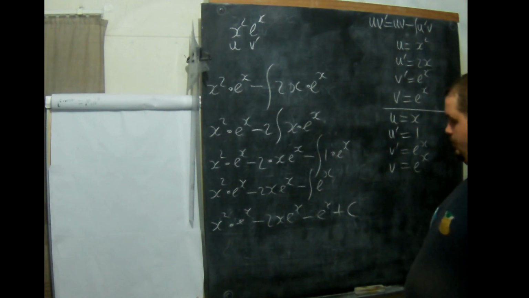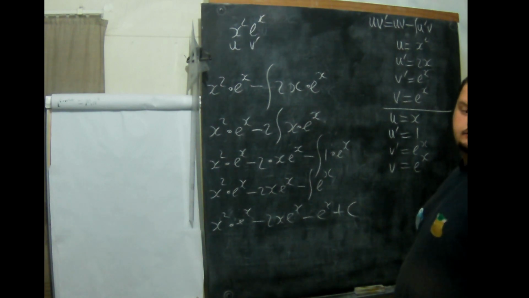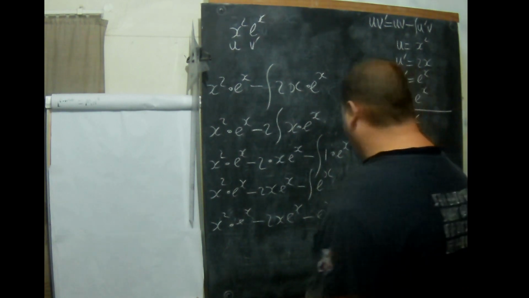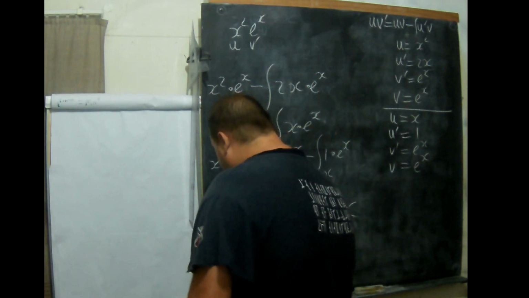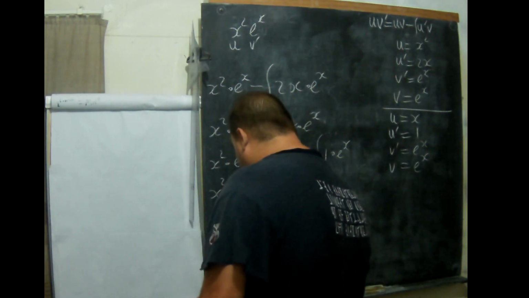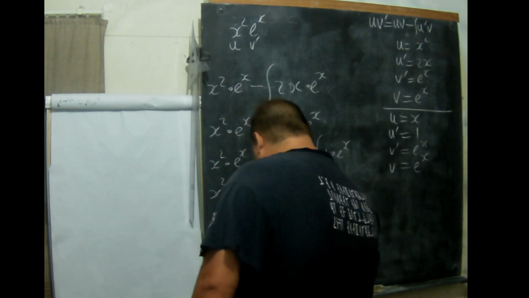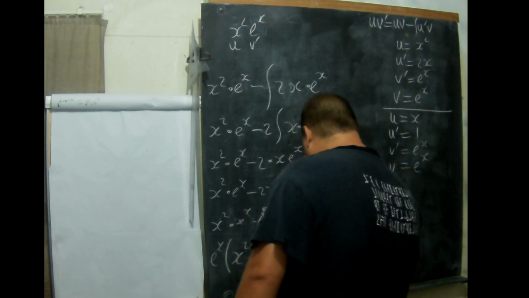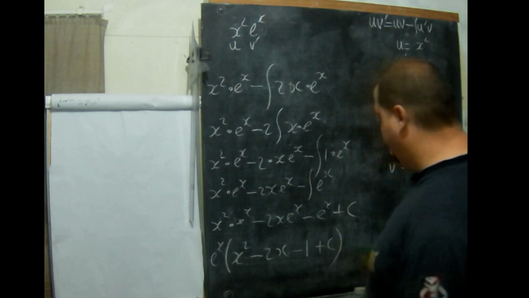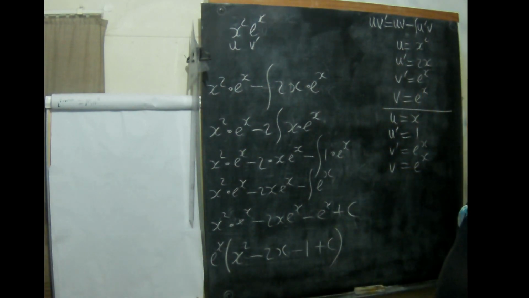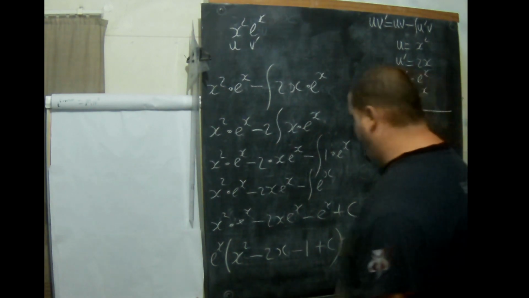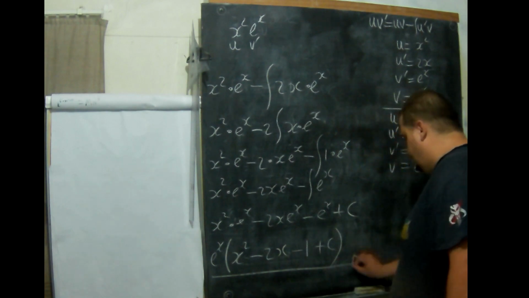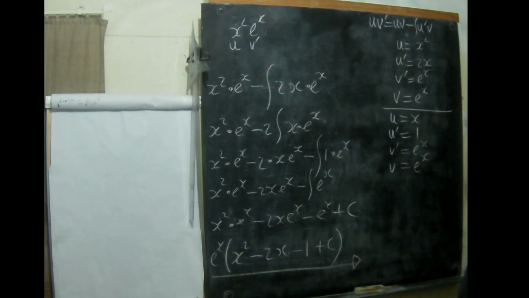Now what we can do is take out a common factor. So we're left with e to the x times x squared minus 2x minus 1 plus c. And that is our final answer.